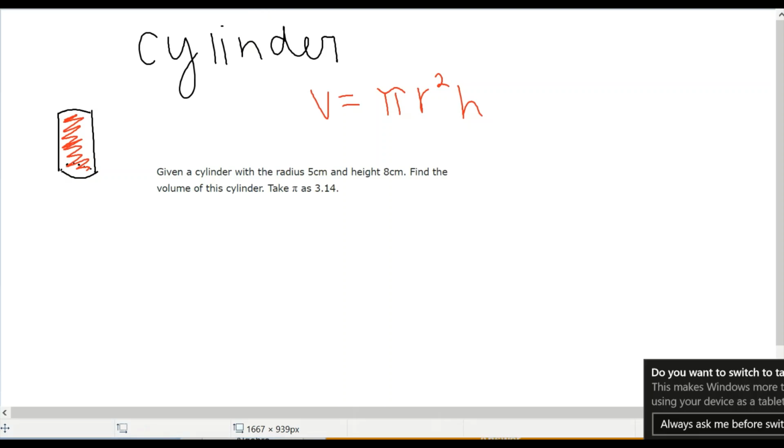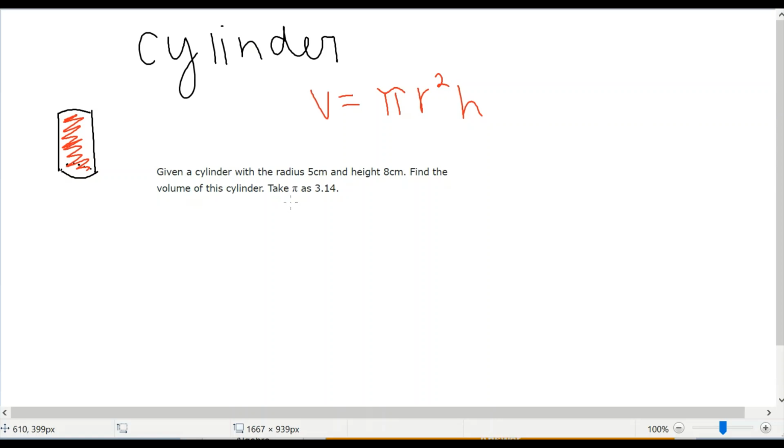So here's the first practice problem that we're going to do. It says, given a cylinder with the radius 5 centimeters and height 8 centimeters, find the volume of the cylinder. And then it says, take pi as 3.14. So a few things to break down here. First of all, let's draw and label a cylinder. Just do your best drawing of a cylinder for me.